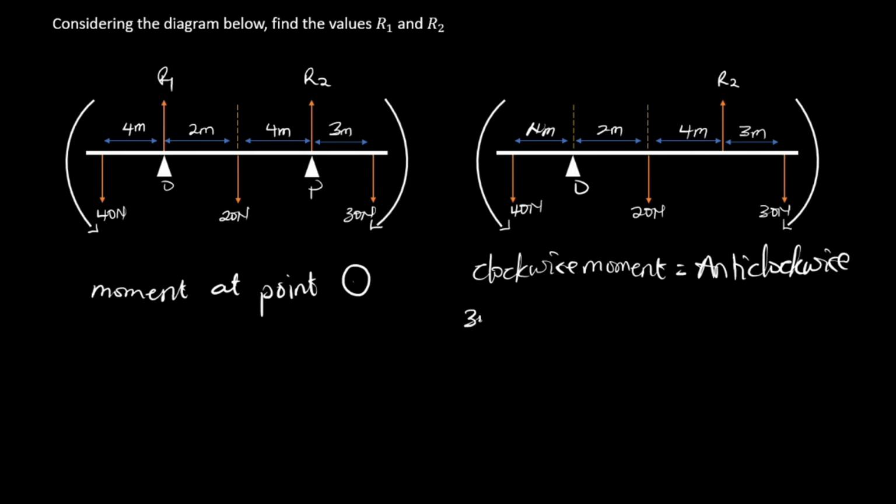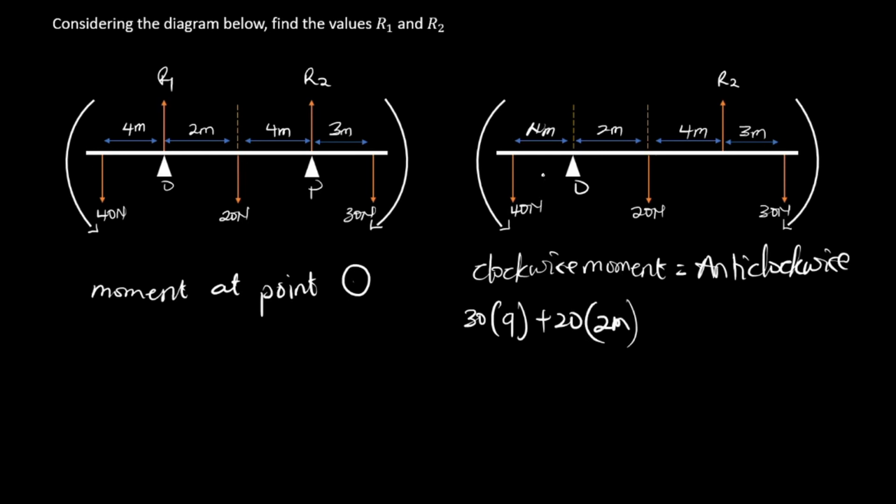So we have 30 into bracket 3 plus 4 is 7 plus 2 is 9. So we have 9 over here. Plus we have the force 20 Newton over here, and the distance is between O and this force. There is a distance between the force and the pivot, in the clockwise direction, as we can see over here. So it means we have 20 and then 2 meters.